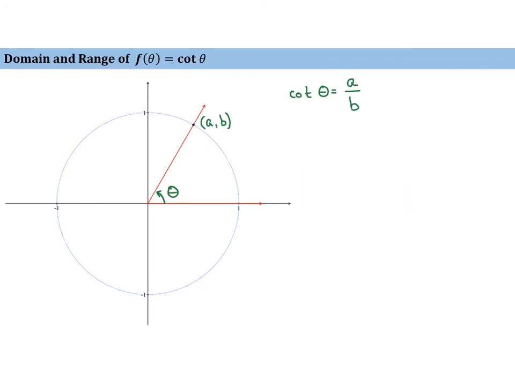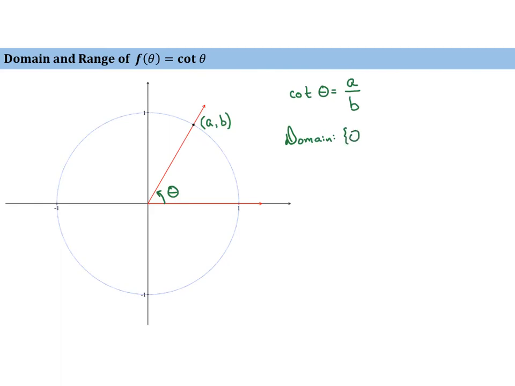So let's look at cotangent of theta. And cotangent of theta will be a over b. So what's the domain? The domain would have to exclude any values where b is equal to 0. But b equals 0 would mean that we're dealing with a y-coordinate that is 0, so that will be here or here. So that will be at 0 or pi or any angle that has a coterminal side as 0 or pi.